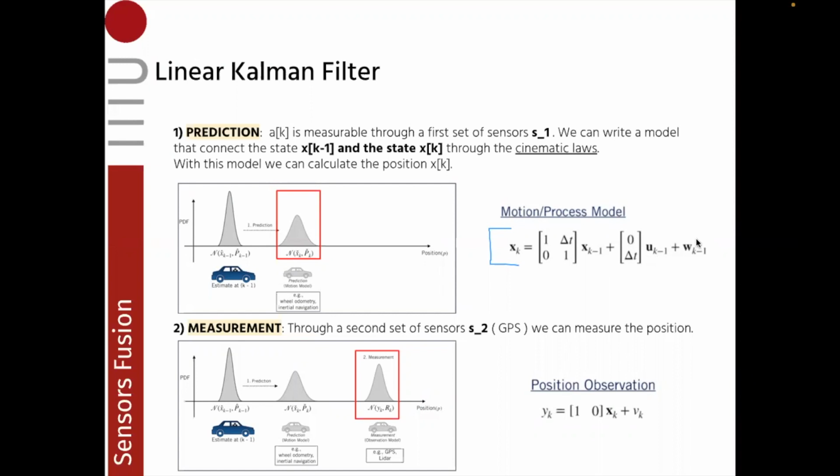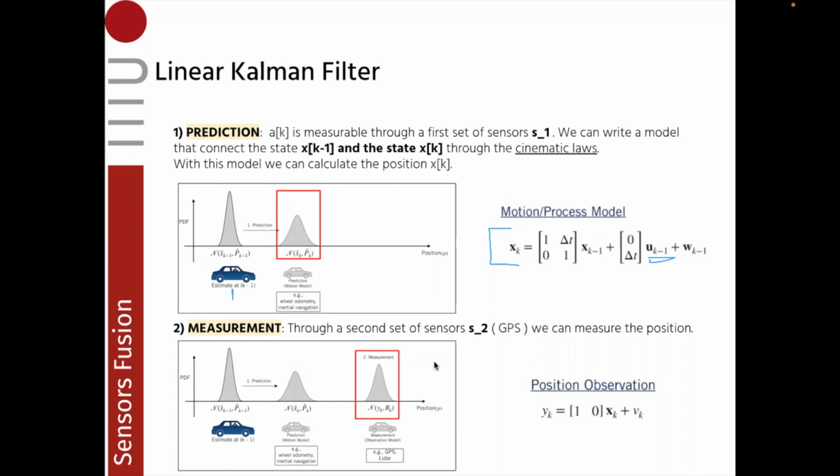So remember that the first step here is we have the position at time k-1, and we have the velocity, and through the application of the input of the acceleration, we calculate what is the position and velocity at time k, and this is our prediction made by the model.